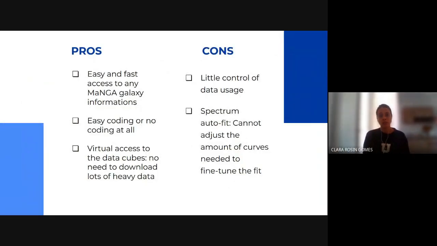So the pros and cons of using Marvin. The pros are that you have an easy and fast access for any MaNGA galaxy information, and you have to know just a little bit about coding, or you don't have to know anything about coding if you are using the Marvin web. And the most important thing is that you have virtual access to the data cubes, so you don't have to download every data cube for every galaxy you are searching, because they are heavy and take a lot of space in the computer and a lot of time to process.